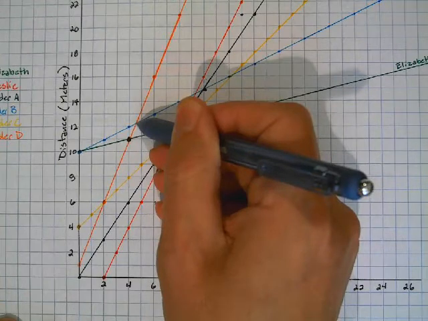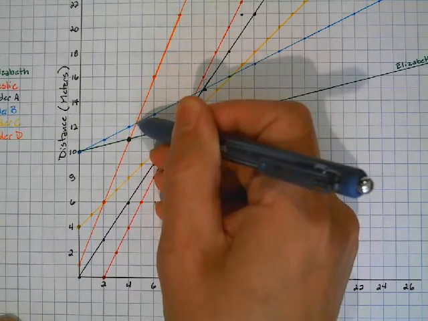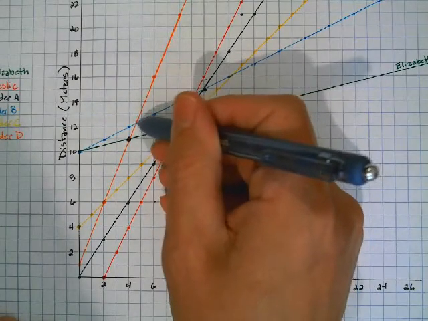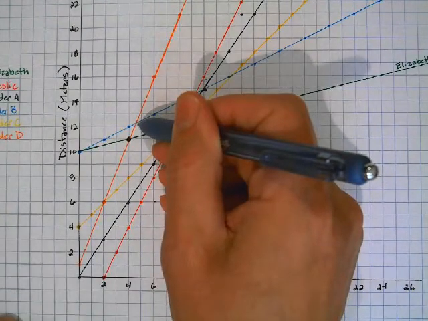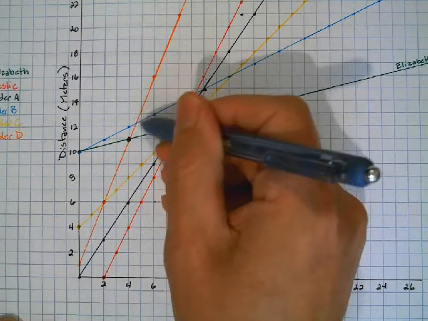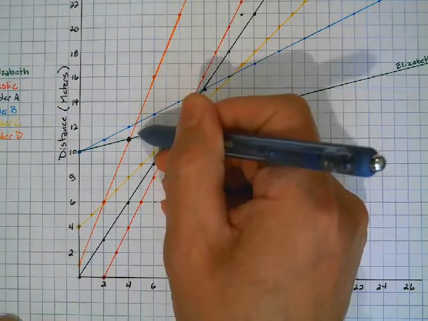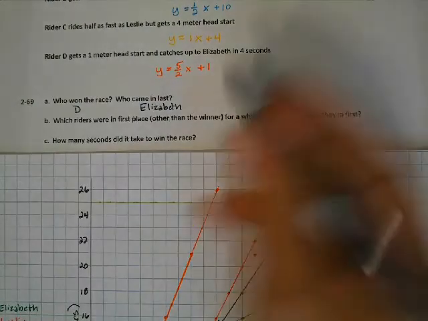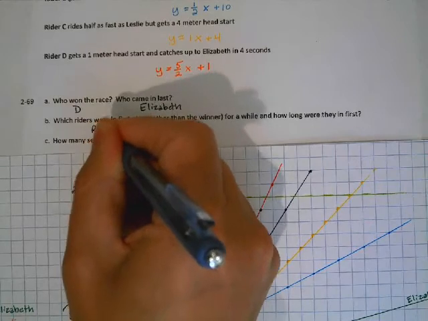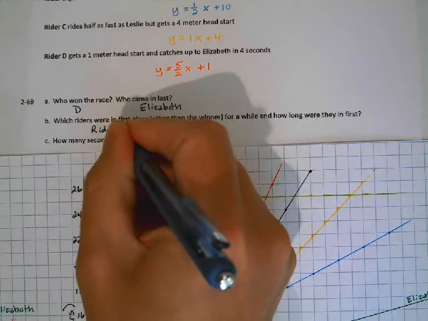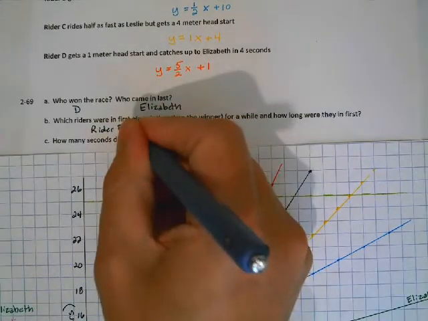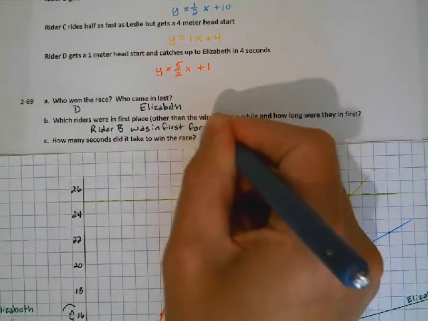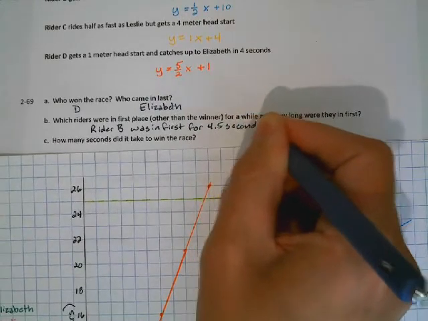Okay, so our question is, right here, how many seconds into that race is that? If you're looking at that, it looks like maybe 4.5 seconds? There are actual ways that you can test it out, but we haven't gotten there yet, so we'll just estimate right now. We'll say it looks like it took 4.5 seconds for Rider D to overtake Rider B. So for our answer, Rider B was in first for 4.5 seconds. And then Rider D took over after that.